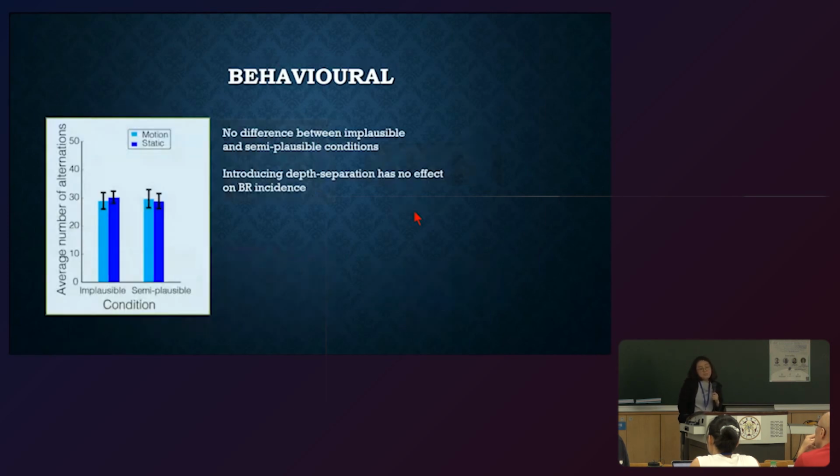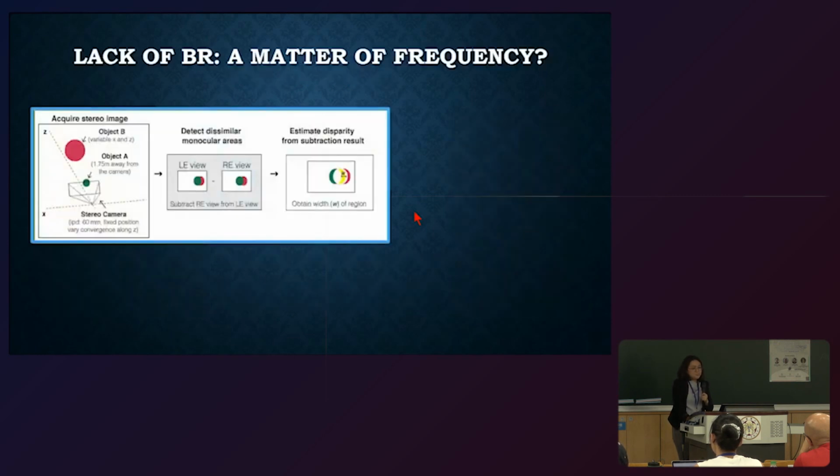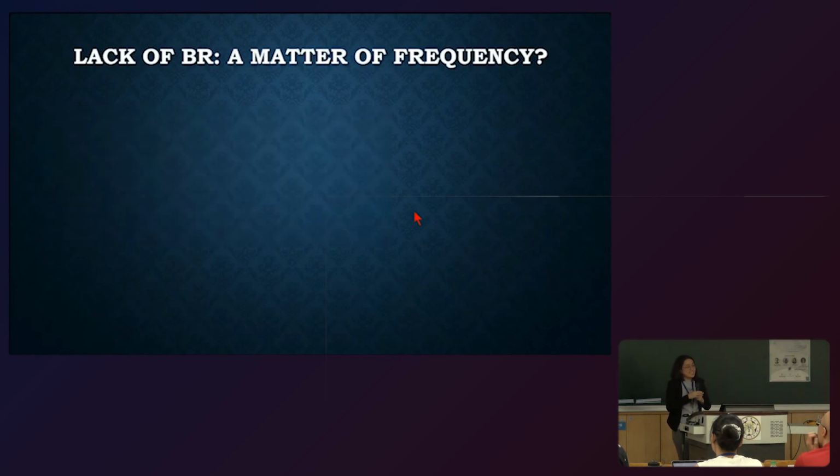And what we find is that when you just introduce depth separation, you don't actually do anything to the experience of bistability in rivalry. And even if you put it in a partial occlusion condition, you still see these alternations. So these alternations can occur even with naturalistic geometry. So our question is, is it a lack of occurrence? Maybe it can occur, but it just doesn't occur enough, and therefore it is not something we experience in our daily conscious experience.